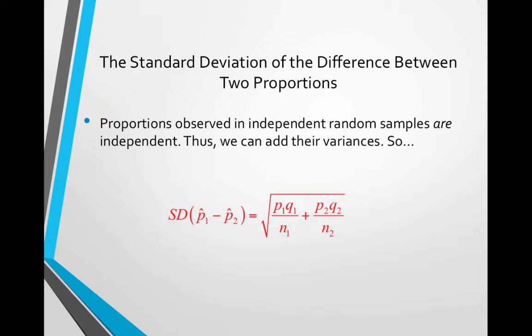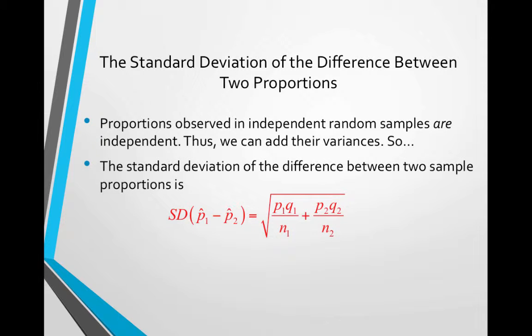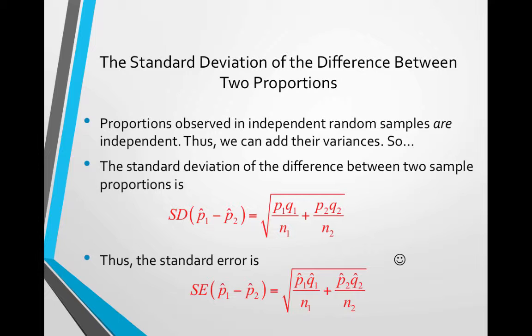The standard deviation of the difference between two proportions. As long as proportions observed in independent random samples are actually independent, we can add their variances. So the standard deviation of the difference between two sample proportions will be the square root, so the whole thing is inside of a square root, of P1Q1 over N1 plus P2Q2 over N2. Note the equation didn't really change except we have two, so we add them together and then take the square root of the entire thing. For standard error, it's basically the exact same thing, except instead of P and Q, it's P hat and Q hat. That's the only difference, because now we're estimating instead of knowing our population parameter.